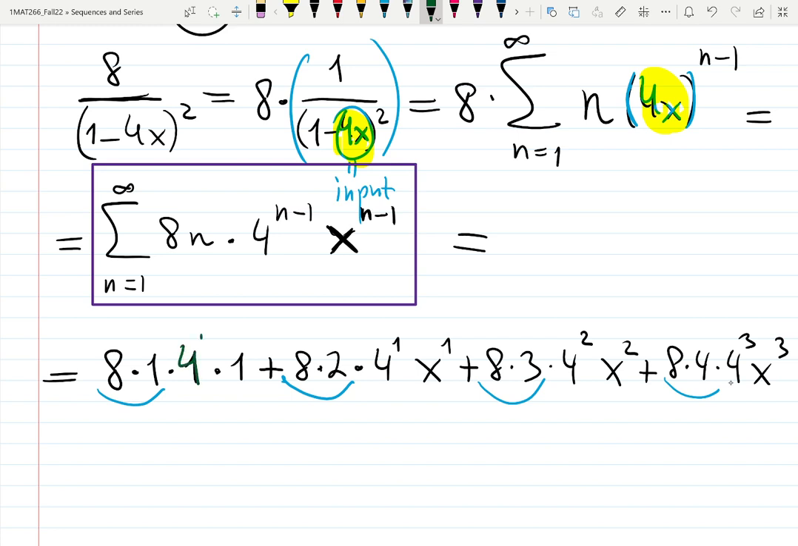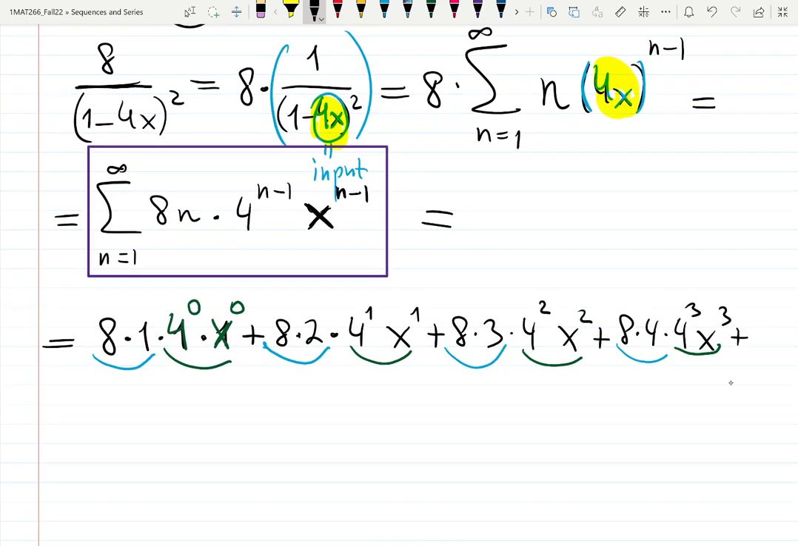And then this one is 4 to the 0, x to the 0. 4 to the 1, x to the 1. 4 to the 2, x to the 2. 4 to the 3, x to the 3. Those are the patterns. So now if I ask you to find n equals 700, to be honest, it's not a big difference. 8 times 700, 4 raised to the 700 minus 1, x to the 700 minus 1. The same thing. We need 5 coefficients.